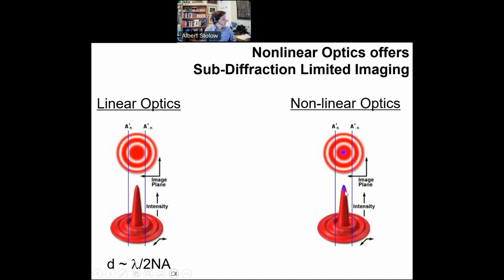The signal is generated only by the very peak of this little Gaussian here. In other words, the signal is not generated everywhere, but only at the very peak. What this means is that the nonlinear signal comes from a much smaller area than does the overall focus. You can see that this area is smaller, which means that the spatial resolution will be better than this diffraction limit. So nonlinear optics also offers an increased spatial resolution compared to linear optics.